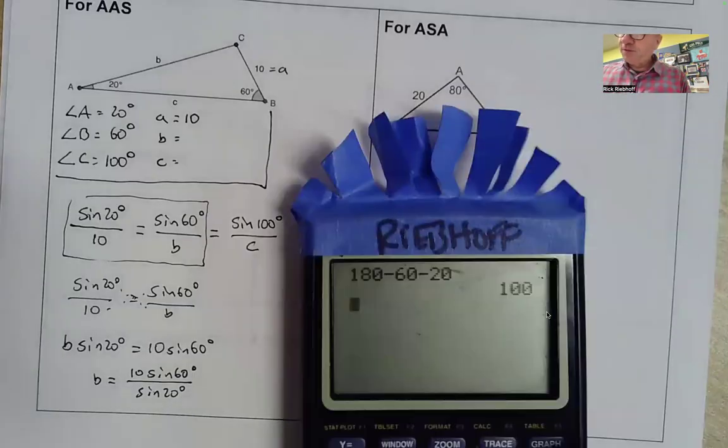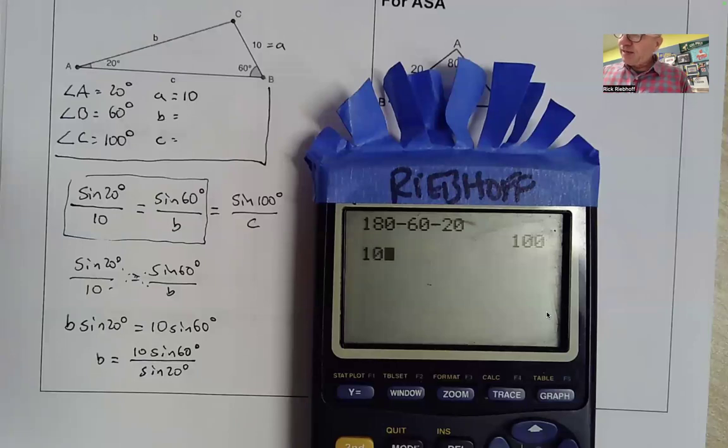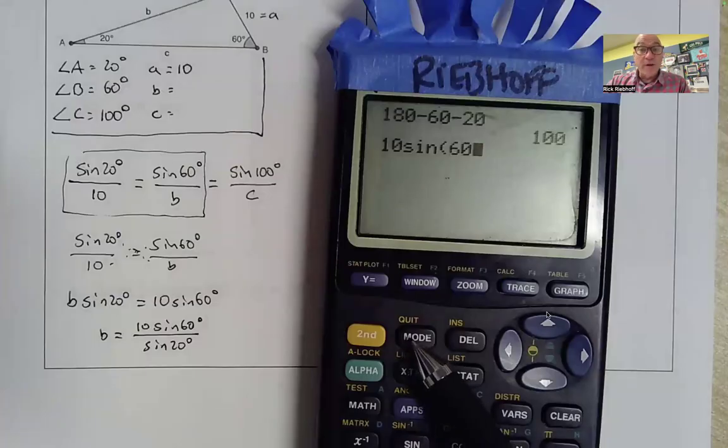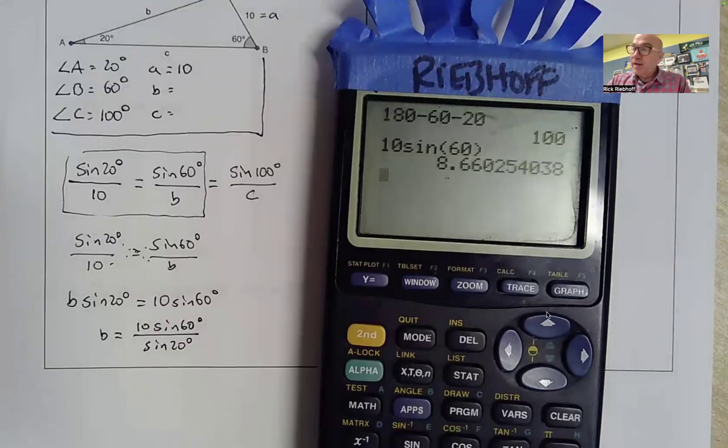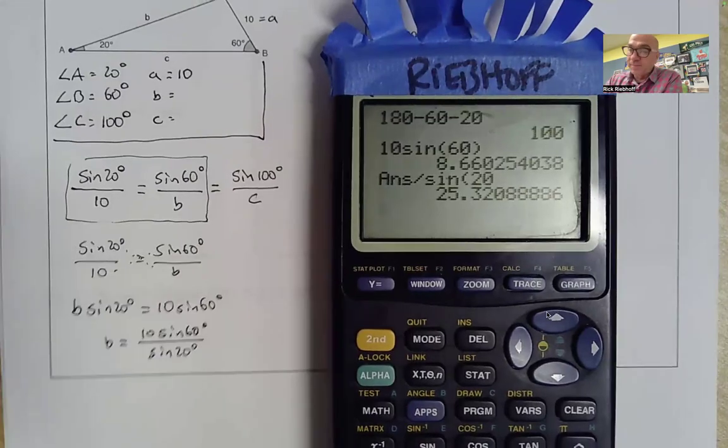Beautiful, right? So let's do this. 10 sine of 60. Again, I need to make sure that I went to mode right here and made sure we're in degrees. So that's always a check. But we are, so I'm good. So I'm going to write that in first, and I'm going to press enter, and then I'm going to divide that by sine of 20. So by sine of 20 equals, and there we go. We get 25.321.